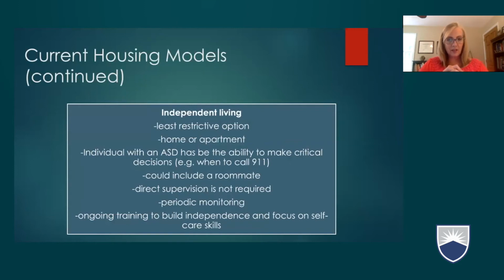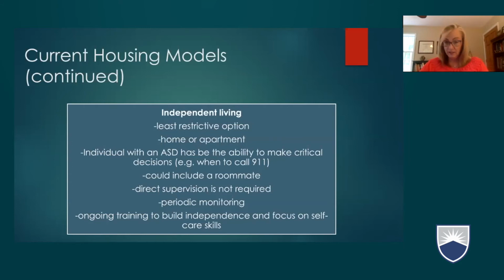Another housing model is the independent living model. This is the least restrictive option for adults with disabilities. This means that these folks are able to live like we are able to live. They might live in a home or in an apartment, but the individual, for example, who has an autism spectrum disorder, who might have limited language skills by definition, has to have the ability to make critical decisions, right? If you're living independently, you have to not only know that an emergency is happening, but be able to respond to that emergency. That might include having to know how to call 911.